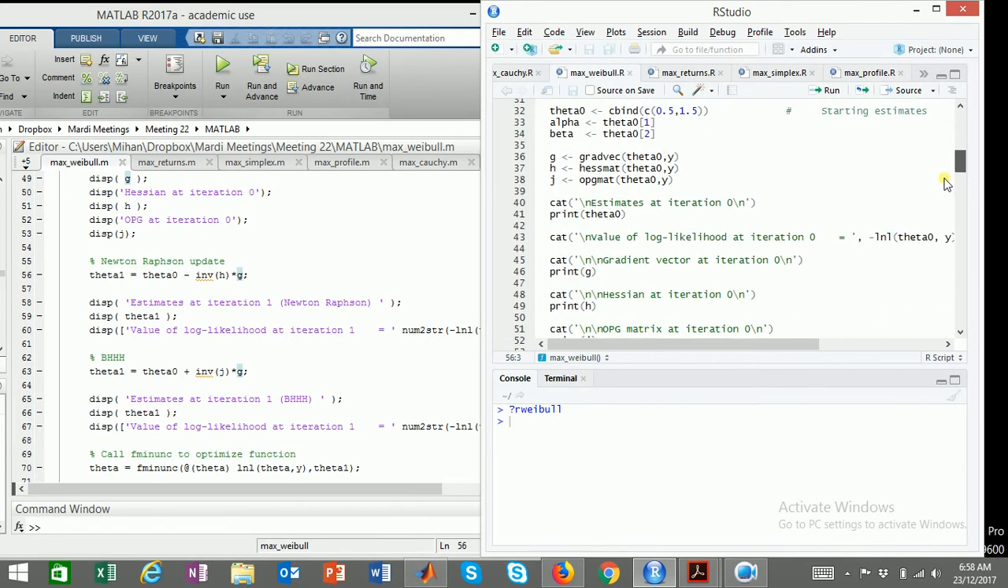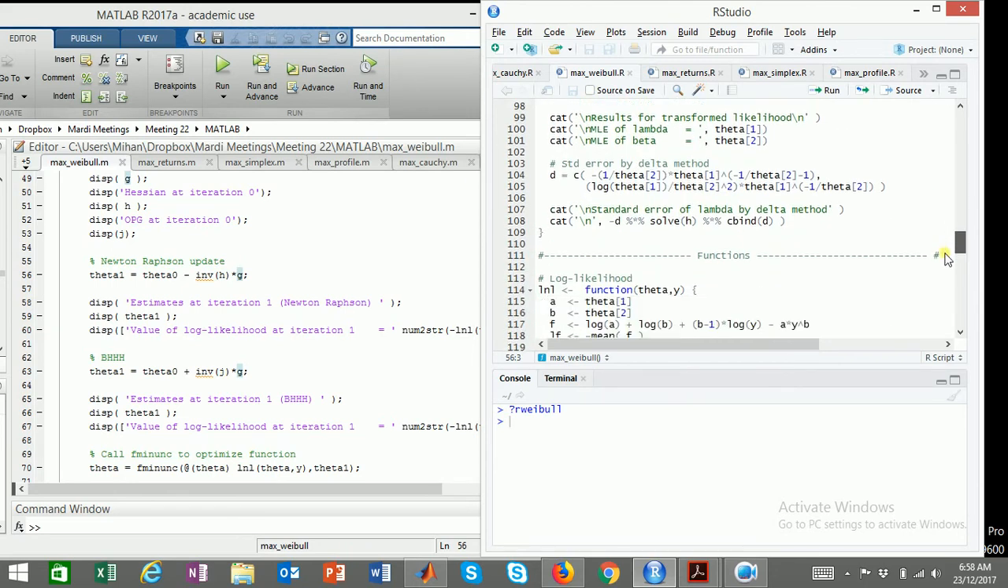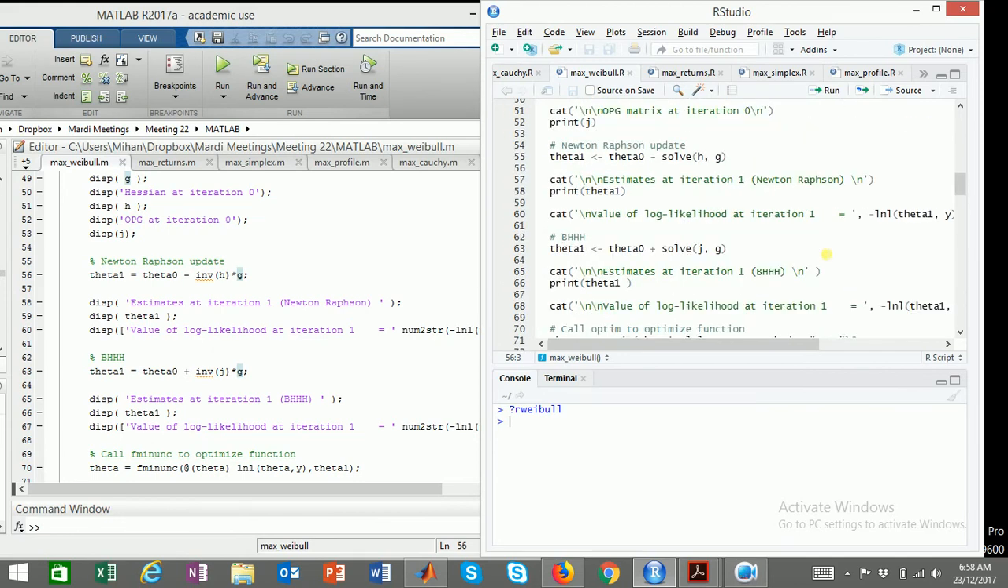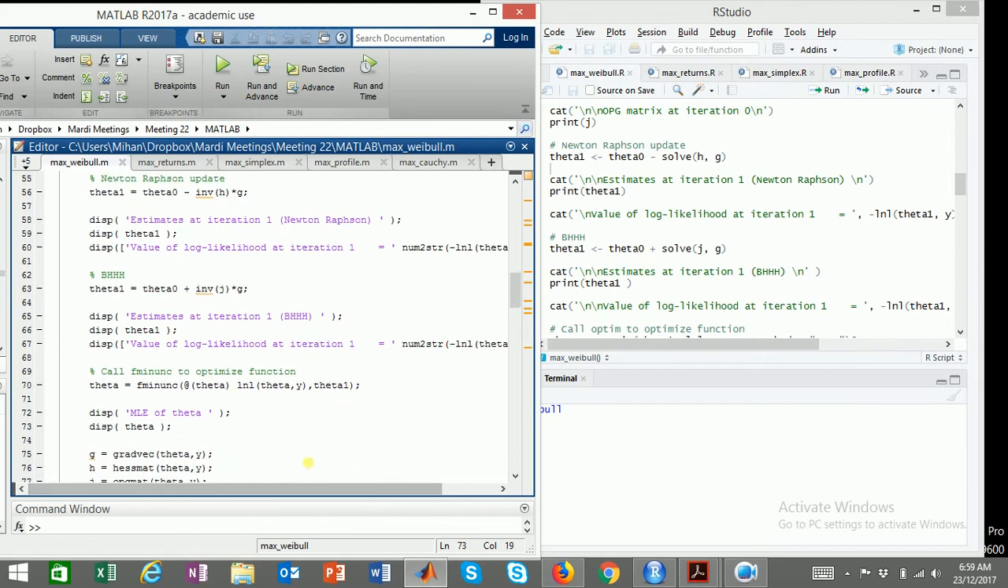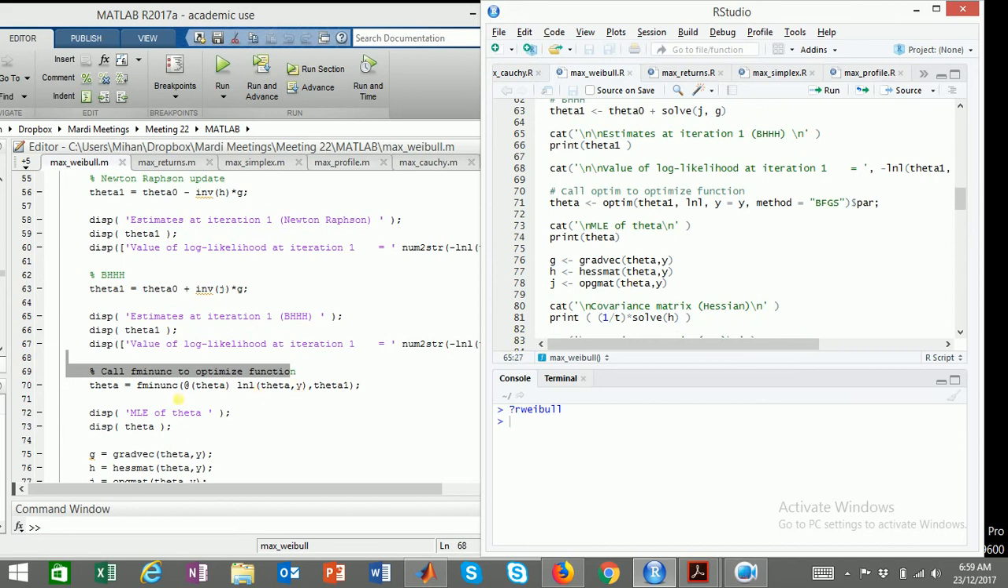Yeah, we have called it before somewhere, because the inverse function is known as solve in here. Okay, solve HG, the inverse of H, fine. Then call optim to optimize the function. Now the optimization: theta equals if any noun, get theta, log L theta, y comma theta 1.